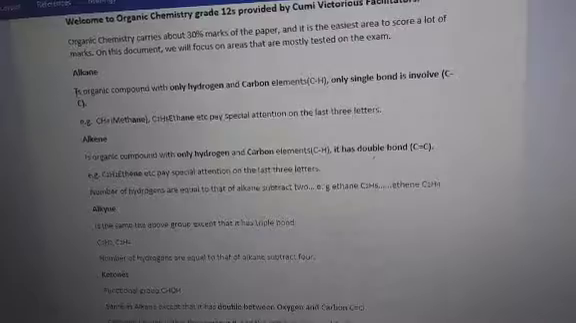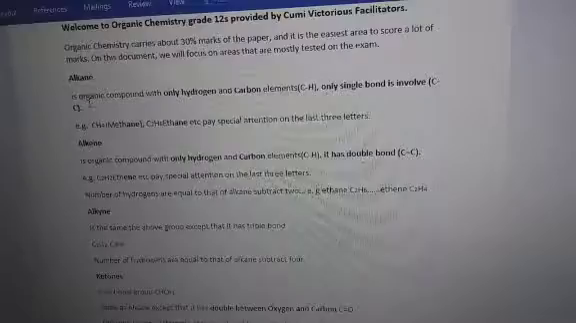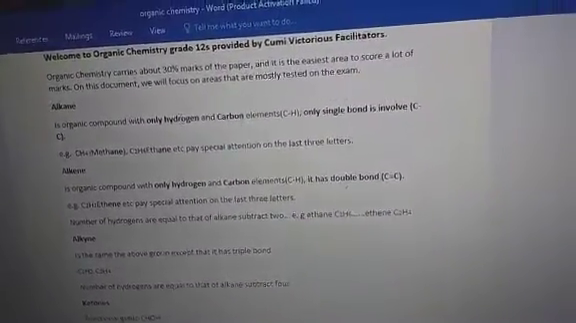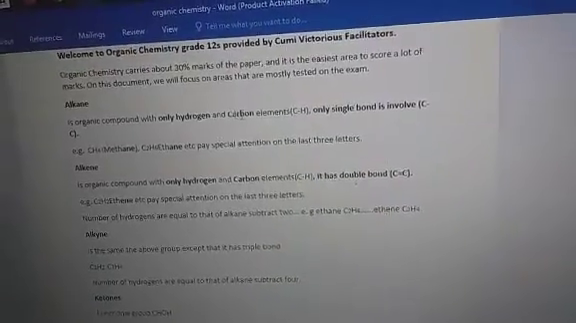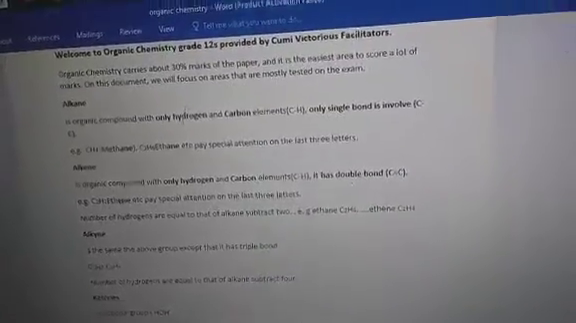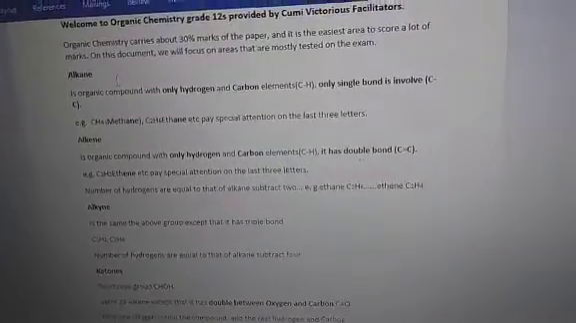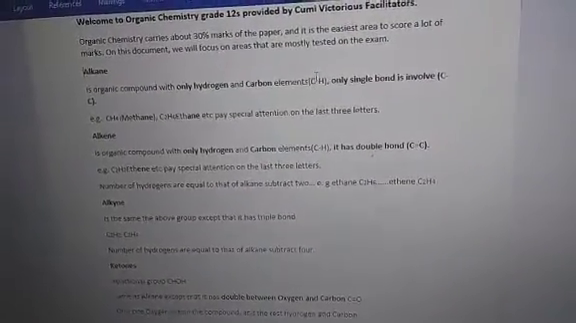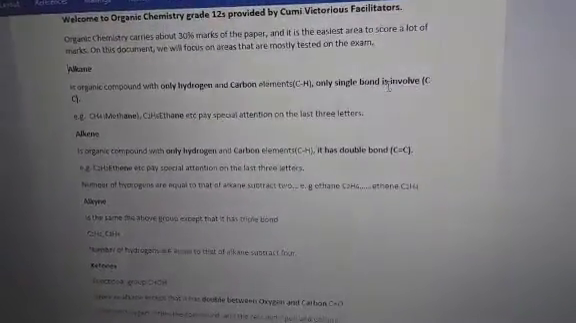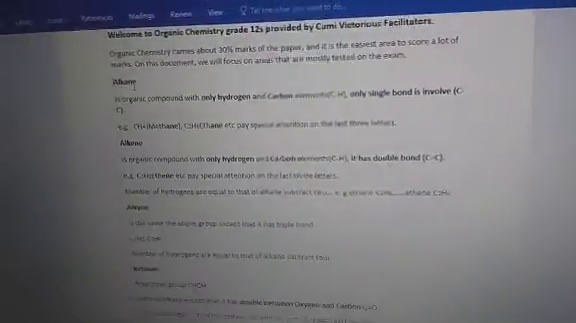Let's focus on alkane. In simplicity, you must have on that compound hydrogen and carbon only. There must be only those two elements. Then you talk of alkane, and there's a single bond in between those elements. It's only single bond that is involved. That's what pretty much alkane is.